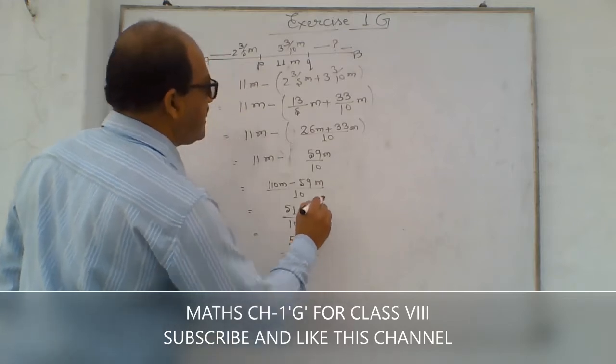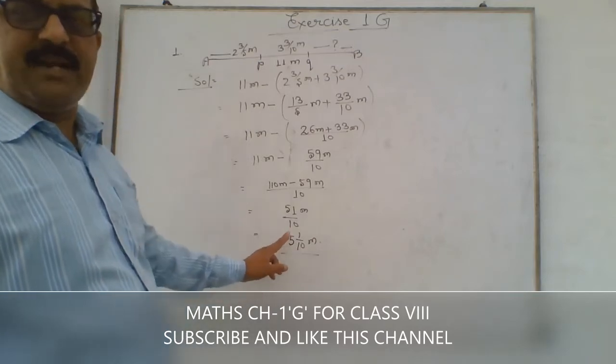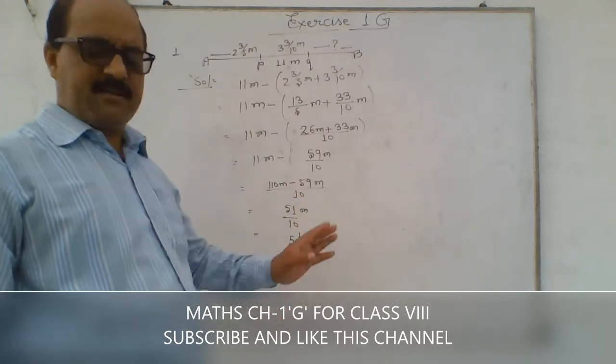This is the remaining part. Here the length of QB is equal to 5 whole 1 by 10 meter. Very simple.